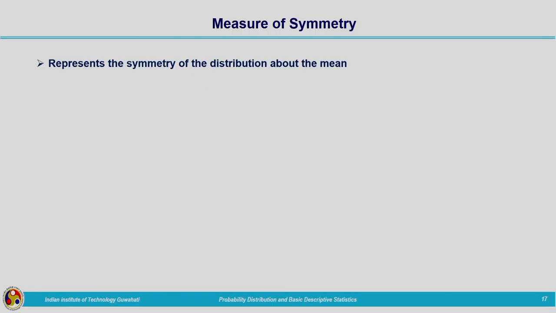Now, the third measure is the measure of symmetry, which represents the symmetry of the distribution about the mean. We have the distribution and we have the mean value. How the data is spread with respect to the mean is not representing the spread actually; it is representing the symmetry of the distribution with respect to the mean.